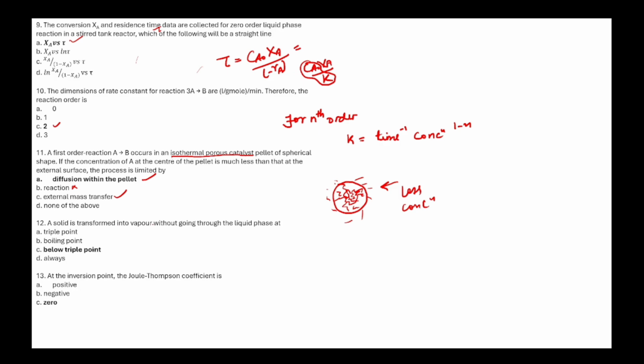A solid is transferred into vapor without going through the liquid phase below the triple point. We know the phase diagram: this is the solid line, this is liquid, and this line is for vapor. So this is solid, this is liquid, and this is vapor. To go from solid to vapor without liquid, you have to go below the triple point. At the inversion point, the Joule-Thomson coefficient is 0. The Joule-Thomson coefficient, we know, mu JT is equal to del T by del P at constant enthalpy. It is 0.